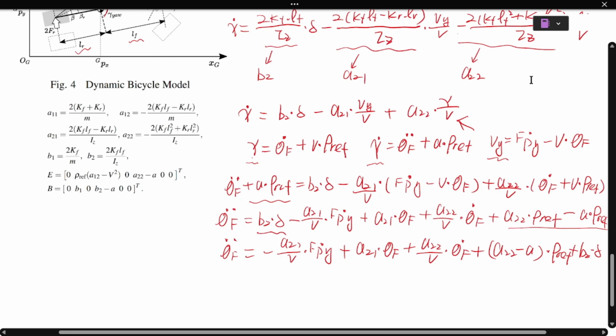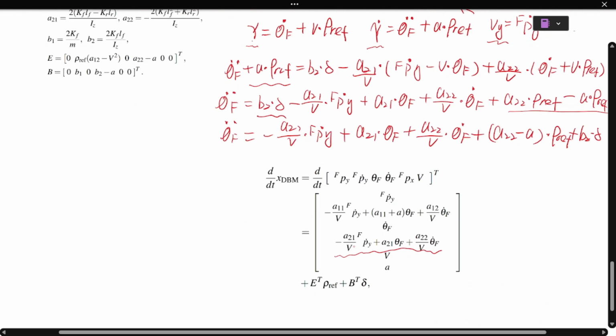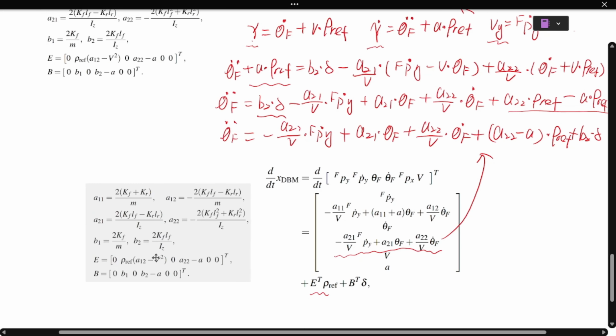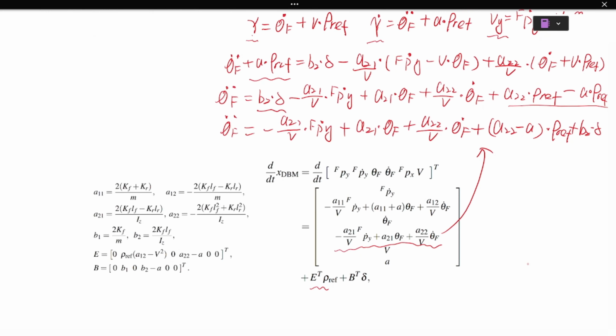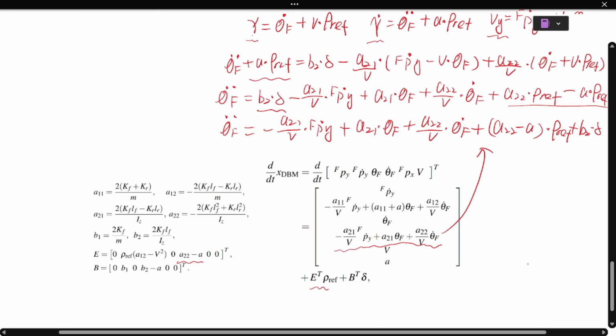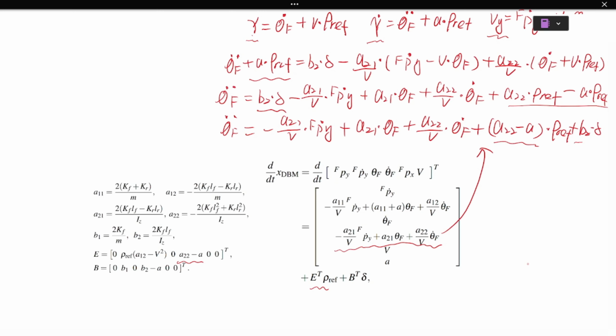Let's see the equation in the paper. This equation is the same as this, and the E matrix is this, A22 minus A times rho REF, and the coefficient of delta is this. So obviously the minus A here is a typo. This should be removed. Only keep B2.